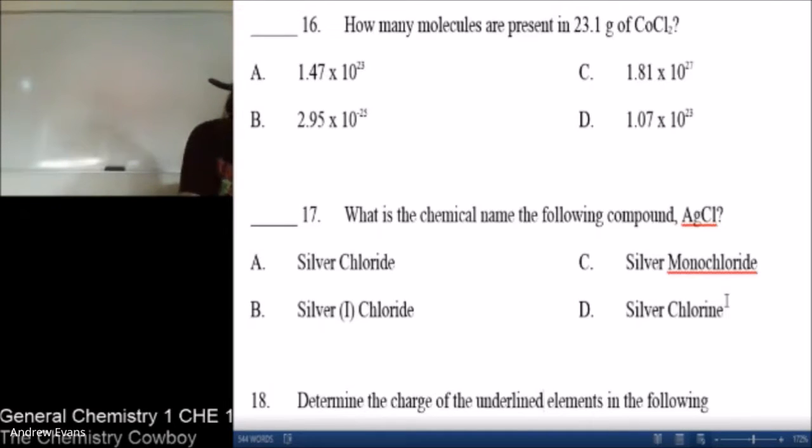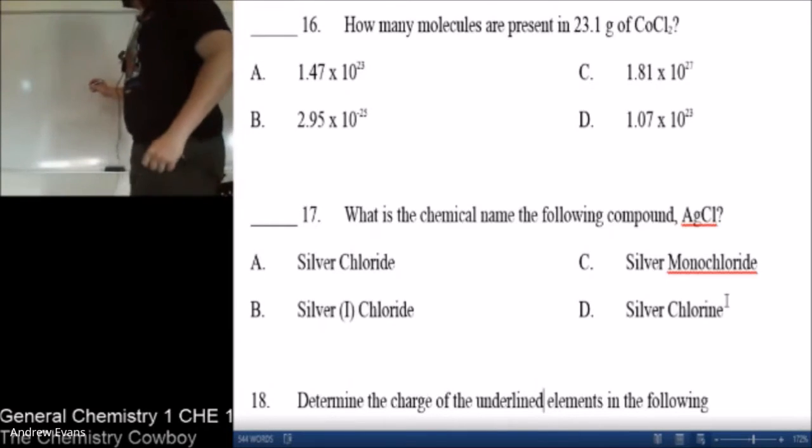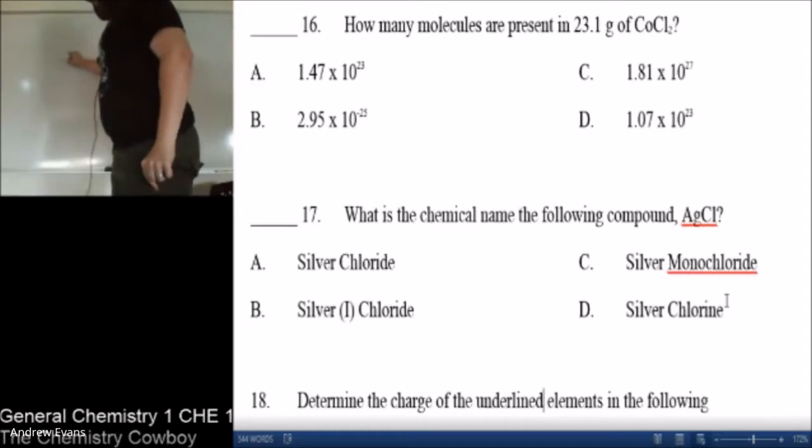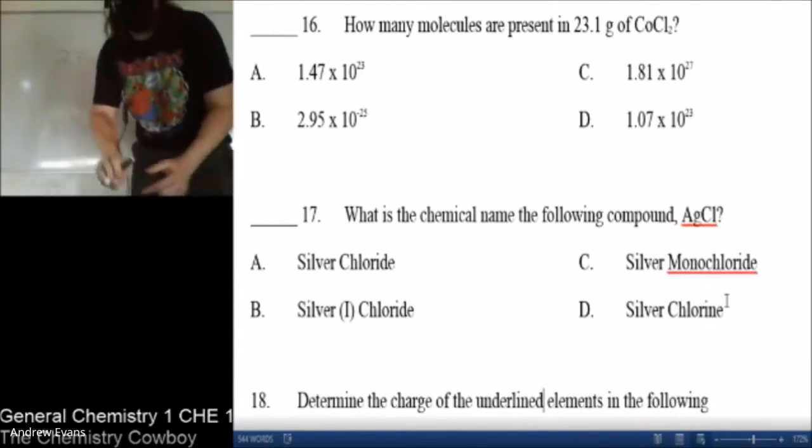So first, we're going to write out our 23.1 grams cobalt chloride.